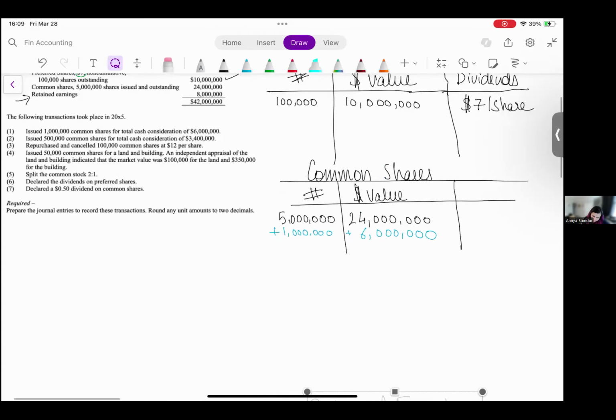Now, the first part tells us that we've issued all these shares. Let's write the journal entries for that. So 1, debit and credit. Our debit is in this case to cash because we're receiving cash, and our credit will be to common shares. And the amount is 6 million.